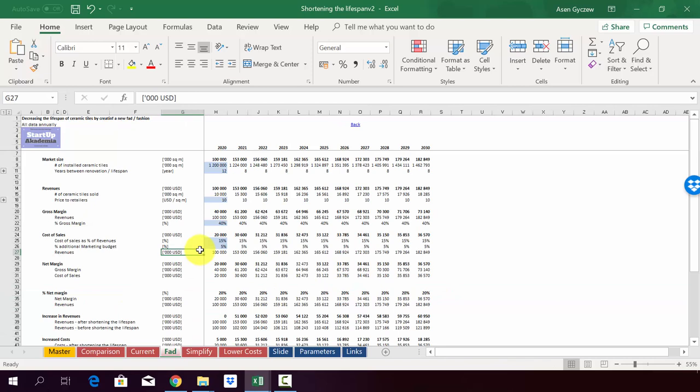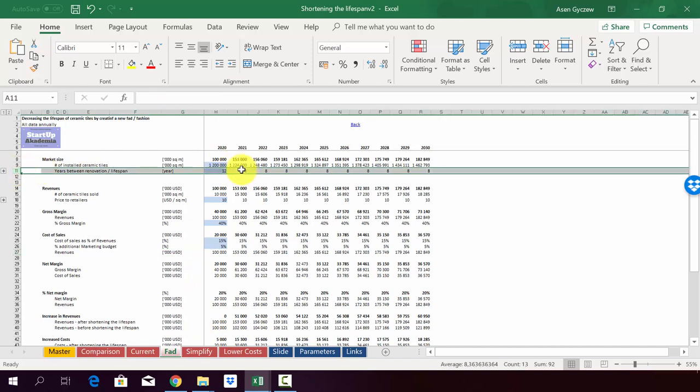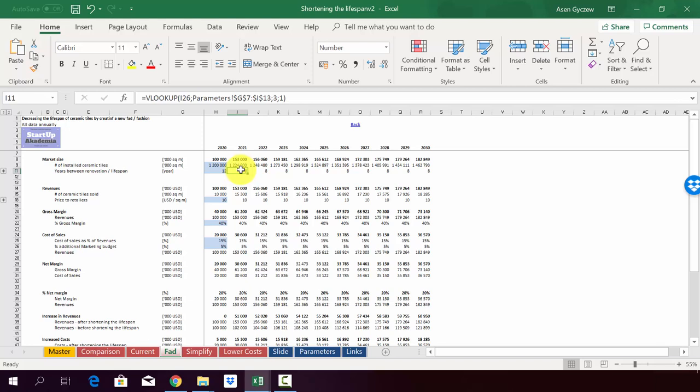Now, I would like to explain one thing which I kind of skipped on purpose, not to get into more details, but we have to go back to it so you know how you should play with the file later on. So in every method, as you might remember, we have this years between renovation parameter. And as you can see, it's miraculously going down. And as you can see, there is some function here that in this case actually takes into consideration the additional marketing budget.